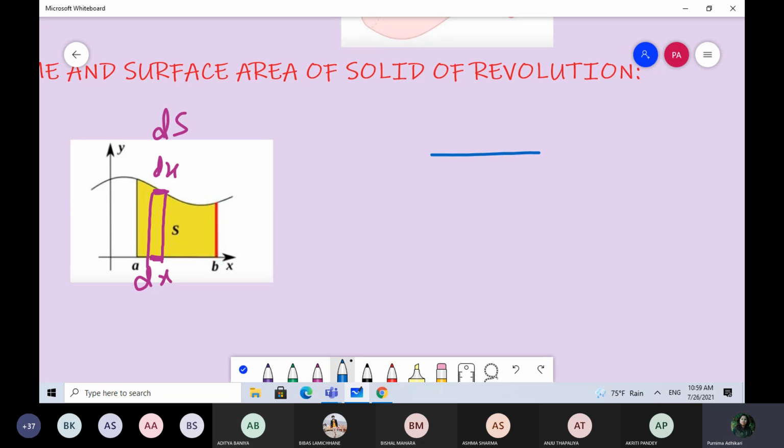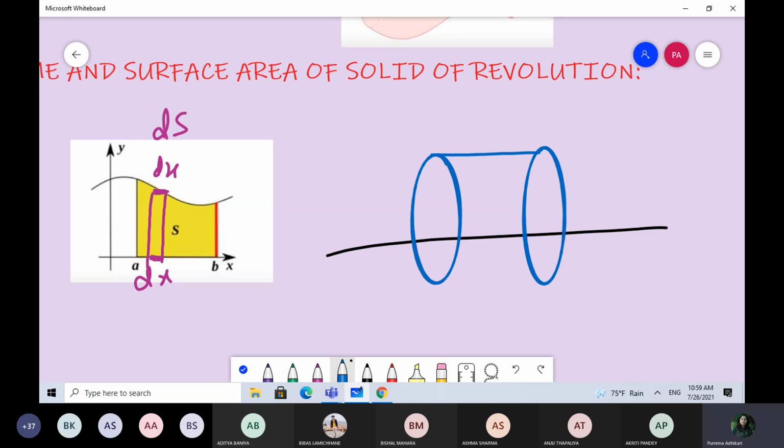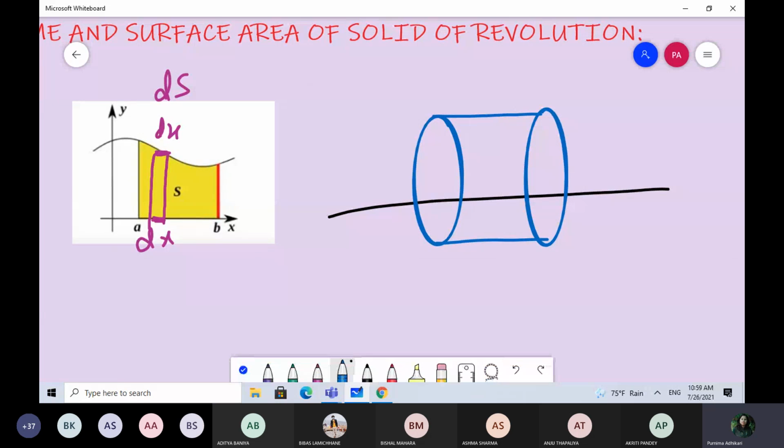Now let's see. Now after the rotation of this small portion about x-axis, let's say that this is your x-axis. When you rotate this about x-axis by 360 degree, what are you going to get? What are you going to get? Cylinder of radius dx, height ds. Really? You said cylinder, that's fine, but what is the formula for volume? What is the formula for volume? Radius dy?